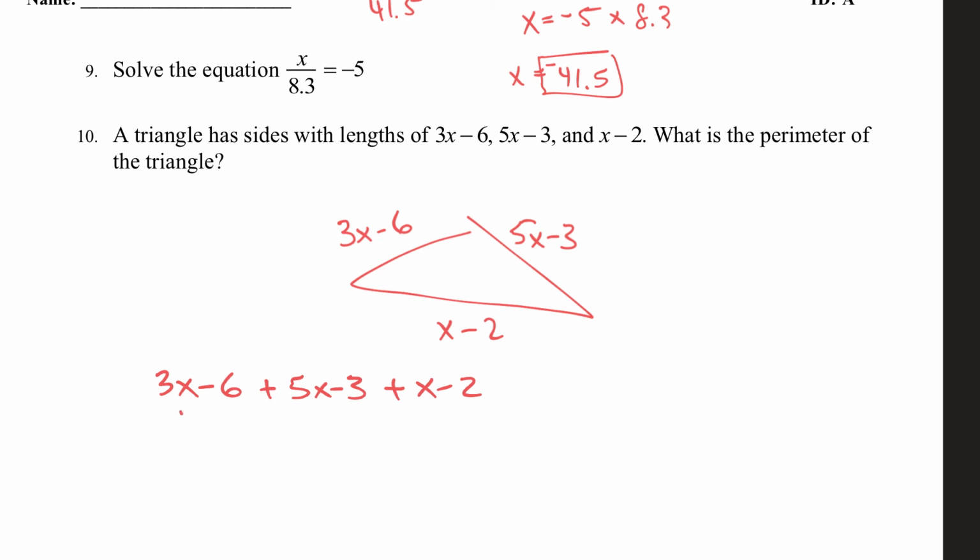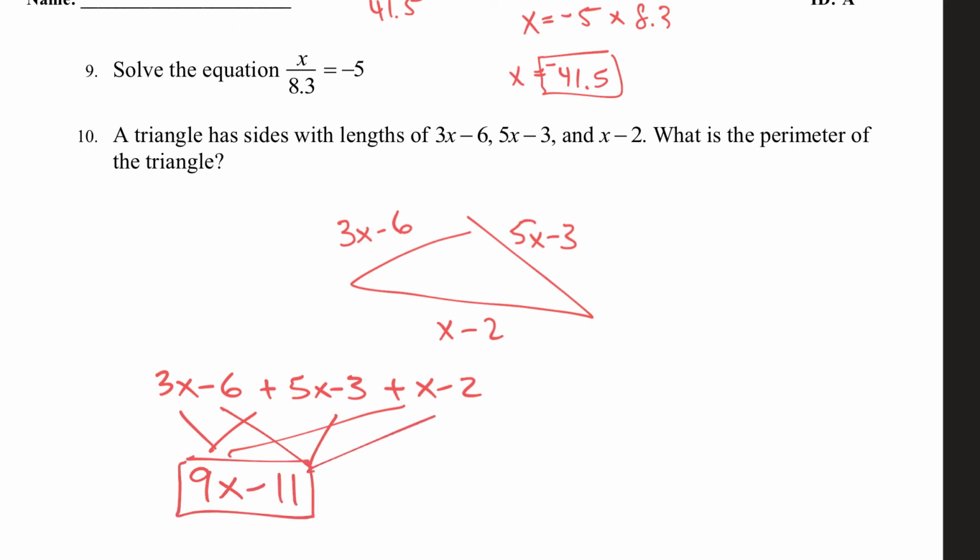All right, so you add your variable terms together. We have 3 plus 5 is 8, plus another one is 9. So we have 9x, and then we have negative 6 minus 3, which is negative 9. Minus 2 is negative 11, and so we have 9x minus 11 as our simplified answer. And so there you go.